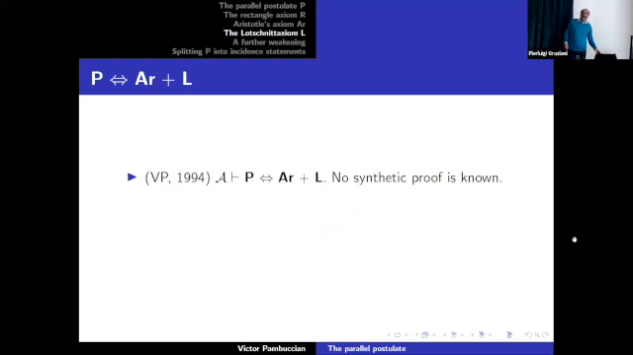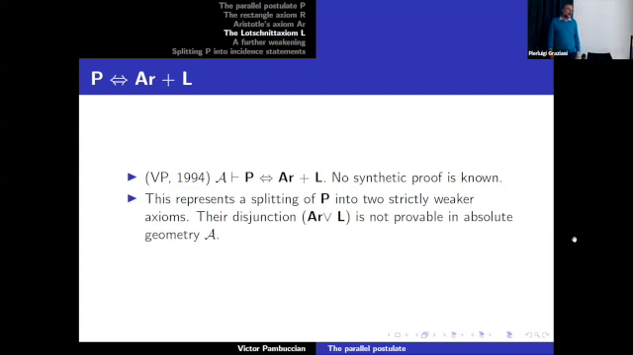Now, it is also true that Aristotle's axiom is the missing link between L and P. No synthetic proof is known. So I had again to use Pegas. This represents a splitting of P into two strictly weaker axioms, because the disjunction of the Aristotle and Lagrange axiom is not provable in absolute geometry.